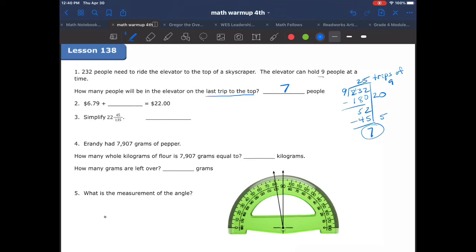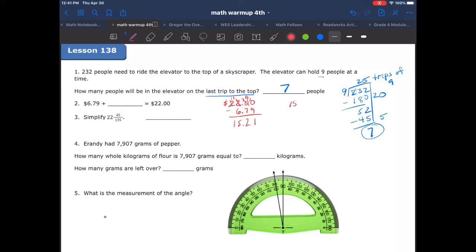Number 2, $6.79 plus some number equals $22. The way to solve something like this is to take your $22 and subtract your $6.79 and see what's left. Of $22, I'm taking away $6.79. I have to regroup. I have to go all the way over to the 2. I'll make that a 1. Bring this over to be a 10, and then I'm going to regroup from that. Now I can subtract everything. 10 minus 9 is 1. 9 minus 7 is 2. Do some more regrouping. 5. So 15, 21.